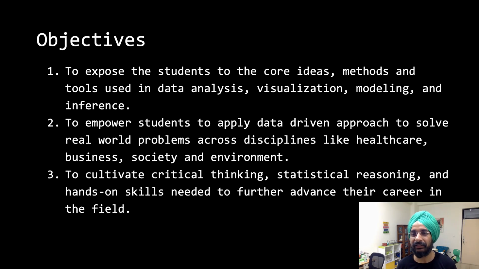The prime objectives of the course are to expose you to the core ideas, the concepts, and the methods of data science. I will empower you to apply the data-driven approaches to the real-world problems of your interest. The course would also cultivate the critical thinking, the logical reasoning, and hands-on skill to advance your career further.